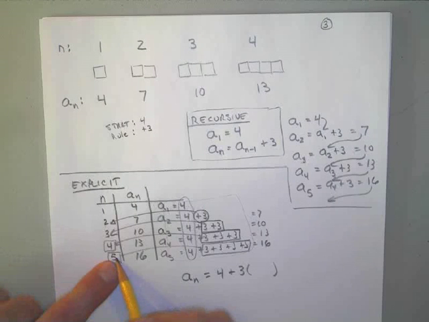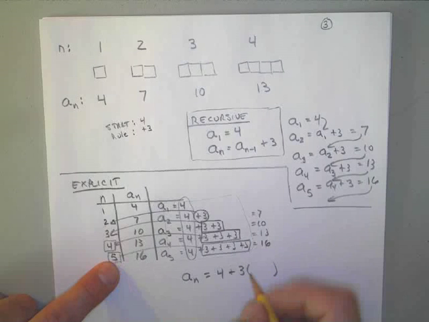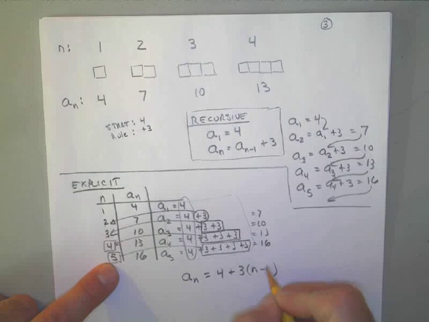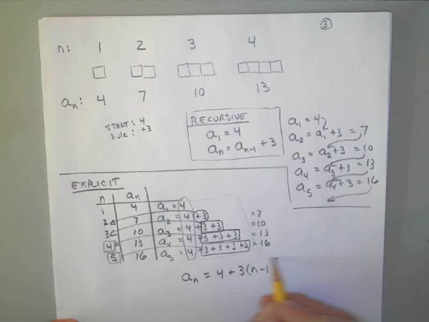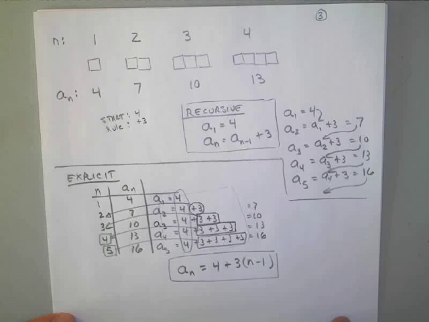Well, if the n number is 5, we add 4 3's, which is really 1 less. So if this is n, the number of 3's is n minus 1. And that is our explicit formula. And this is really quite nice because if we want to know the 20th term, we don't have to know the previous 19. We can just plug in 20 and get the value.